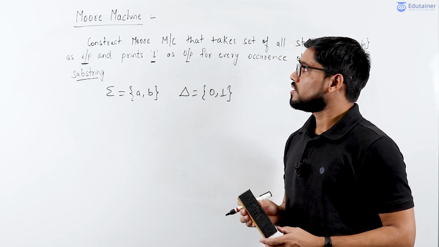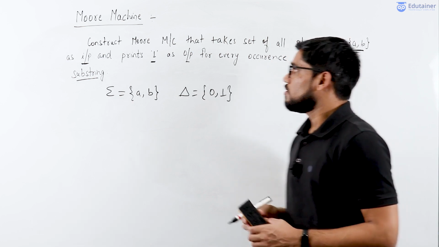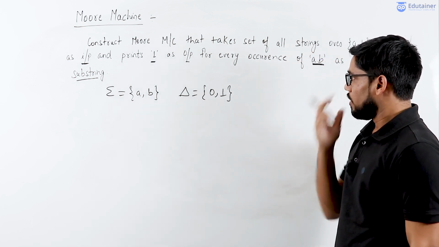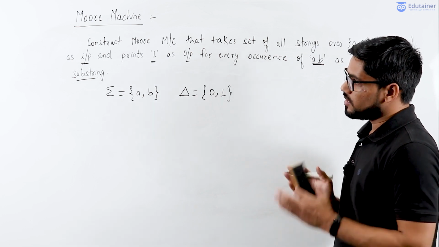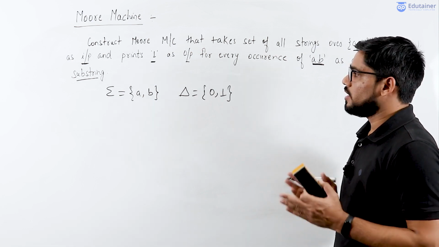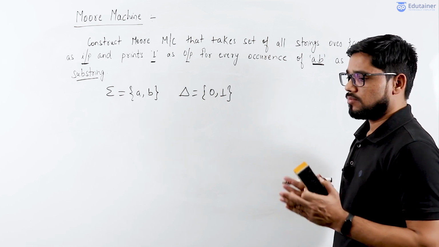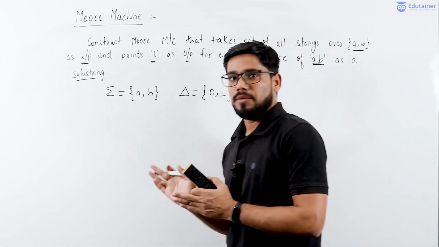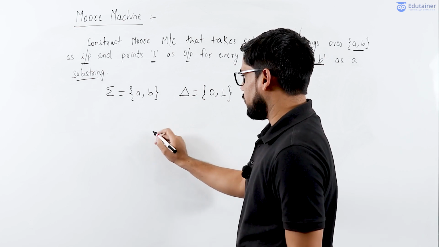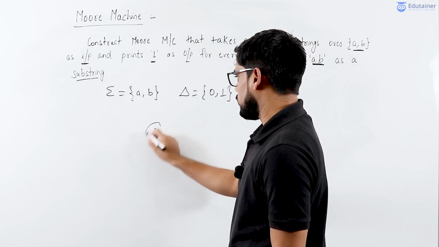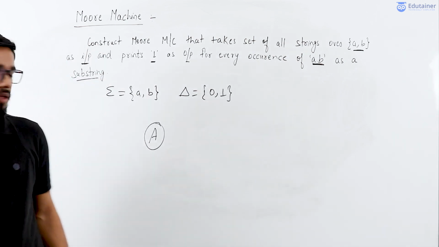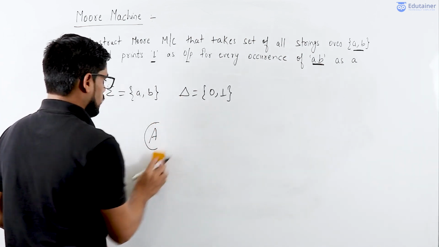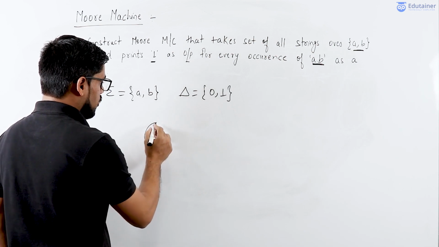So how can you construct the Moore machine for every occurrence of ab as a substring? Consider the DFA in which every string ends with ab. If you draw the DFA in which every string in the language ends with ab, how can you draw this?